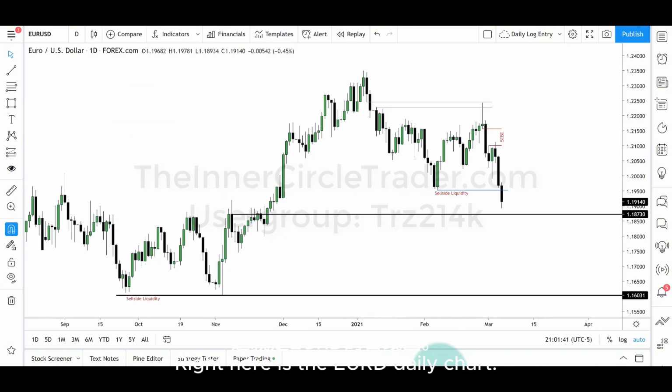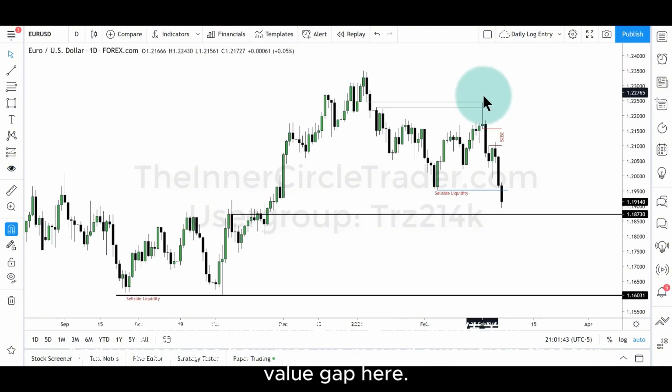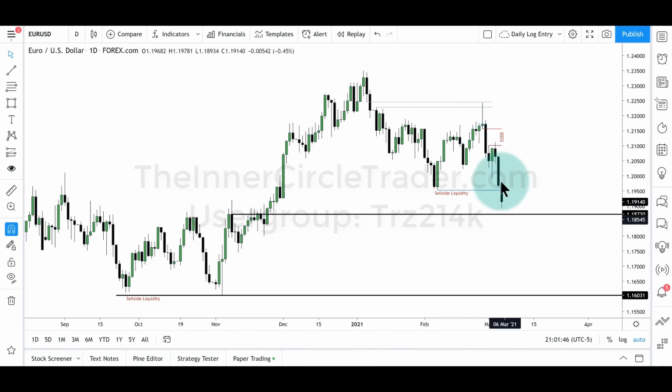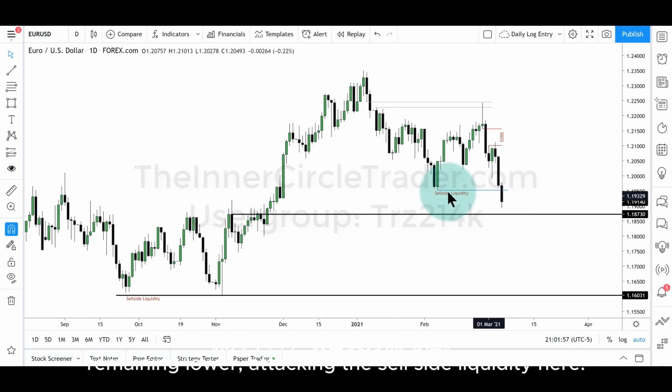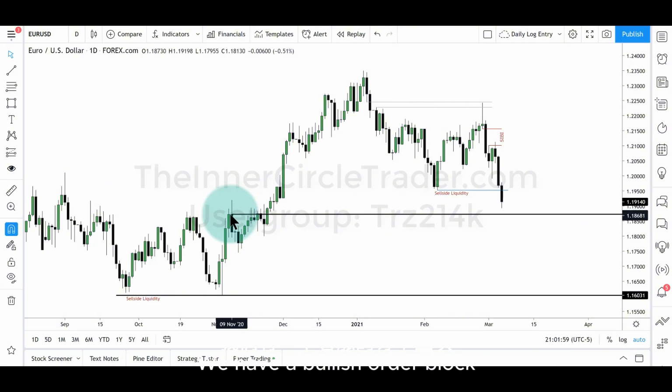Right, here's the euro dollar daily chart, and you can see how nice we moved away from that fair value gap here. Traded back up into the sell side imbalance, buy side inefficiency, institutional order flow entry drill, and expansion on the downside. All these days here, I said I wanted to see it be heavy, remaining lower, attacking the sell side liquidity here. We have a bullish order block right in here, which is an old high as well. So this is mitigation, or a mitigation block, and then we have overlapping with these two down close candles, which is also an order block.